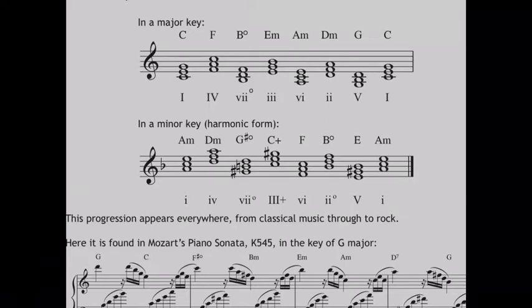Okay, so the A minor phone number progression sounds like this. Here's A minor to D minor to G diminished to C augmented to F, B diminished, E, and A minor.